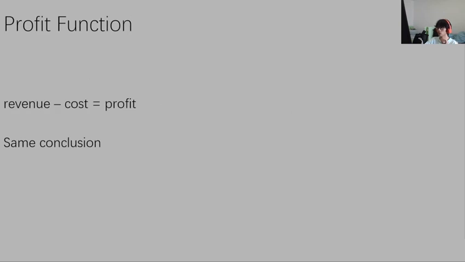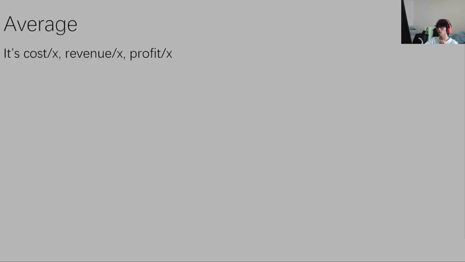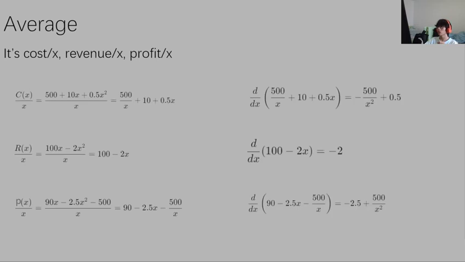And the average function is the function divided by x. The derivatives of them demonstrate the rate of change of each function with respect to output. These functions help to understand the cost and revenue per unit of output and are typically used to assess production efficiency and profitability.